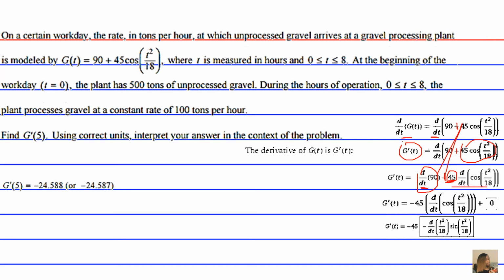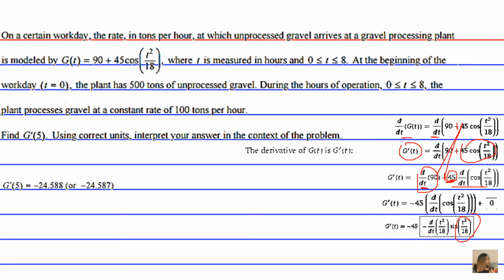All right, so now using the chain rule, we can use u substitution, and we're going to let t squared over 18 be u. So then the chain rule would say that d du of the cosine of u, we're going to multiply by du.